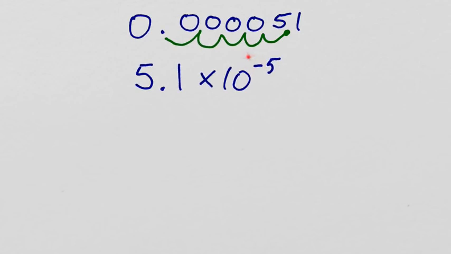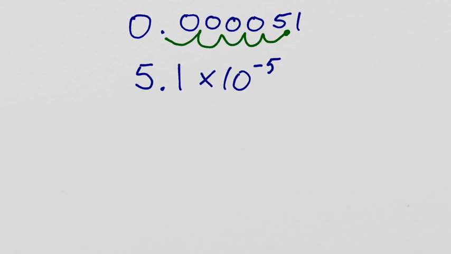Now, this is a negative exponent because the number that we converted it from is very small. If you remember from your exponent laws, that's the same as saying 5.1 times 1 over 10 to the 5th. So that would be a very small fraction that we would be multiplying it by. But that's not how we write scientific notation, so I'm just going to erase that.